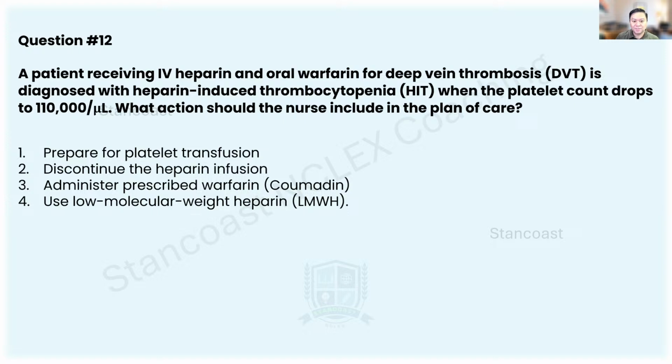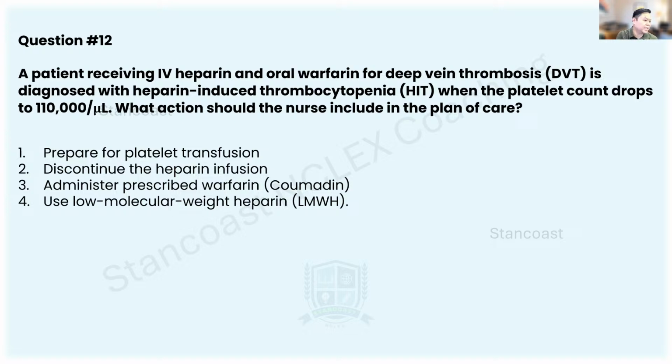What is your answer? A patient receiving IV heparin and oral warfarin for deep vein thrombosis is diagnosed with heparin-induced thrombocytopenia when the platelet count drops to 110,000 per microliter. What action should the nurse include in the plan of care? Is it 1, prepare for platelet transfusion? 2, discontinue the heparin infusion? 3, administer prescribed warfarin, Coumadin? Or 4, use low molecular weight heparin? I'm seeing 2s. That's a good sign. Very good. That is the correct answer.